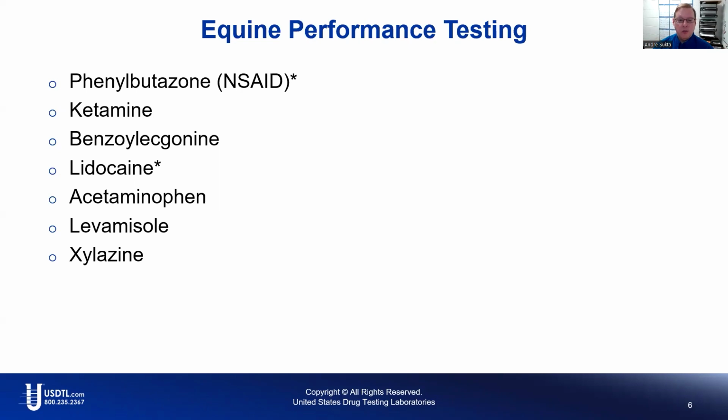Ketamine was abused a lot, usually in conjunction with other things. Phenylbutazone, as an NSAID, was commonly found with ketamine, which is another NSAID. Benzoylecgonine, which is a metabolite of cocaine, lidocaine, which is a topical anesthetic, acetaminophen, Tylenol, levamisole, which is a cattle dewormer, and I'll get more into that in a minute, and then xylazine. I want to note that I put an asterisk next to phenylbutazone and lidocaine for a reason. We're going to see that come back up later in this presentation.